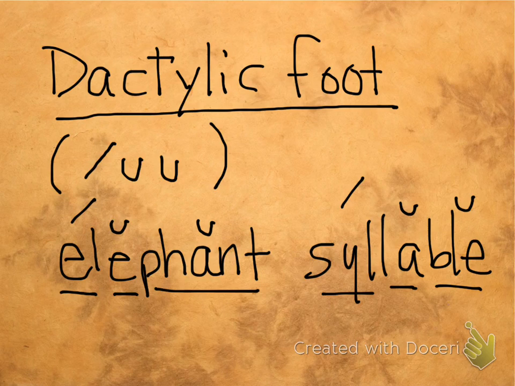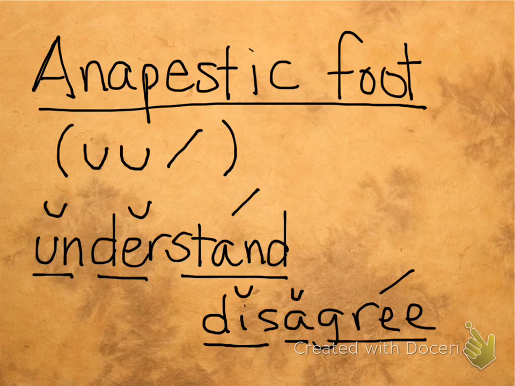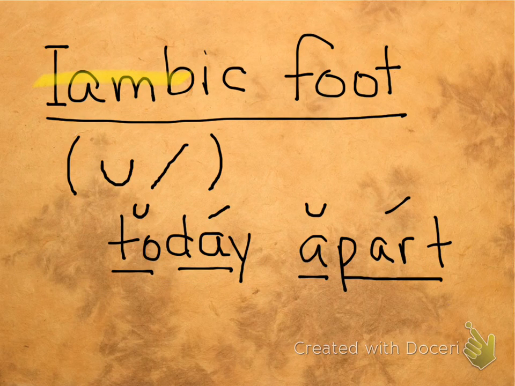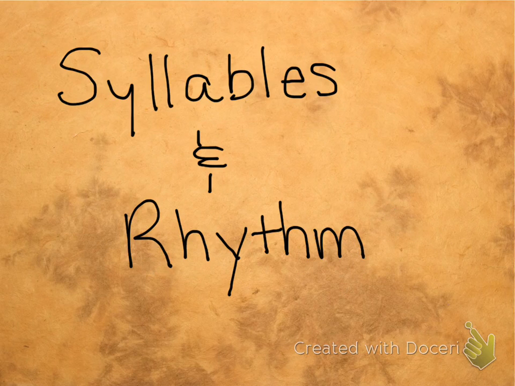So you have dactylic foot, which is stressed, unstressed, unstressed. Anapestic foot, which is unstressed, unstressed, stressed. Trochaic foot, stressed, unstressed. And the iambic foot, unstressed, stressed. And that is an introduction to syllables and rhythm in poetry.